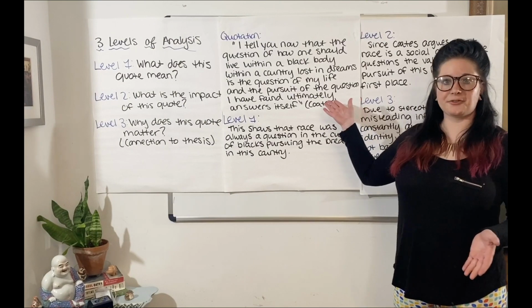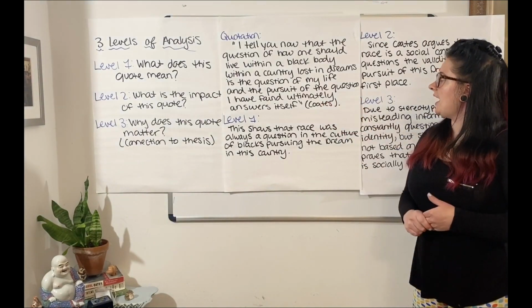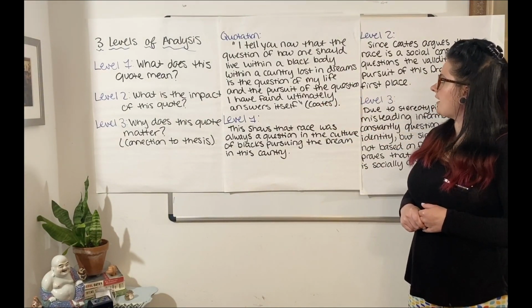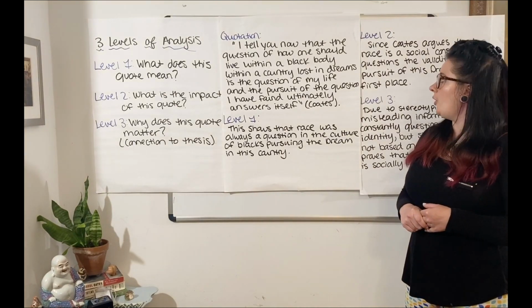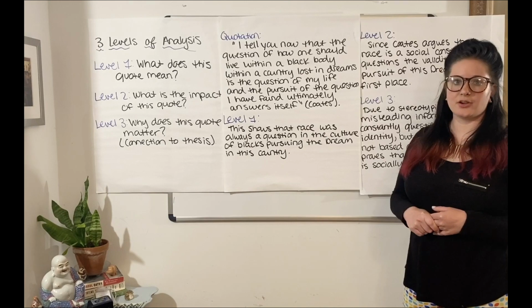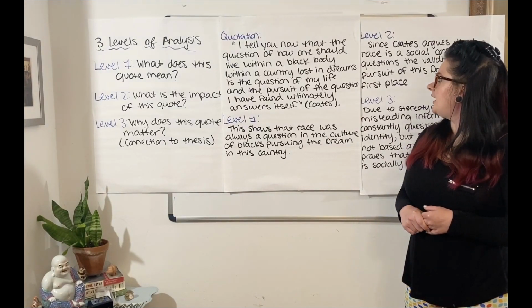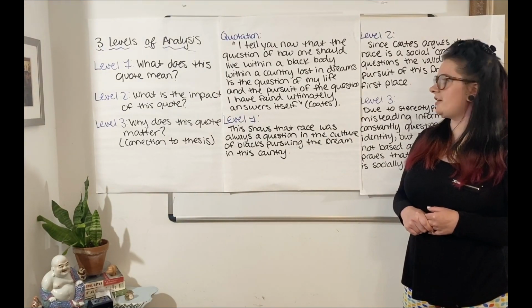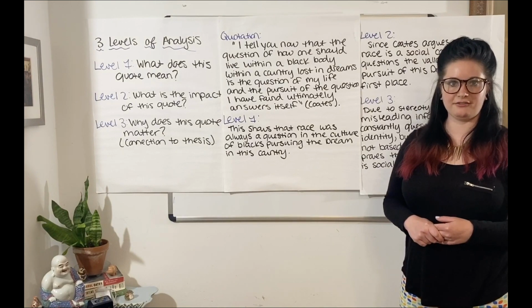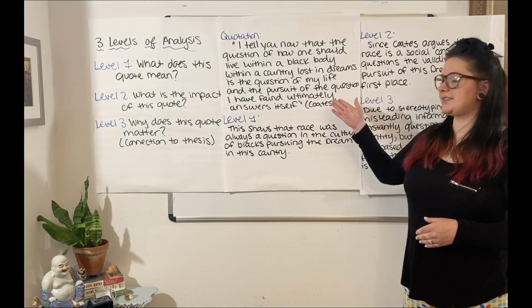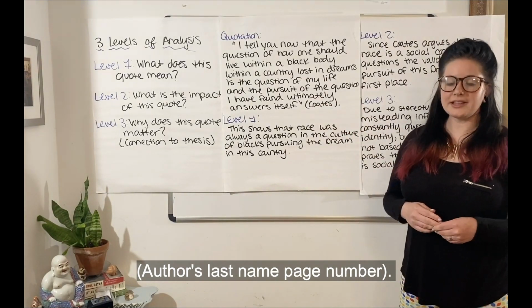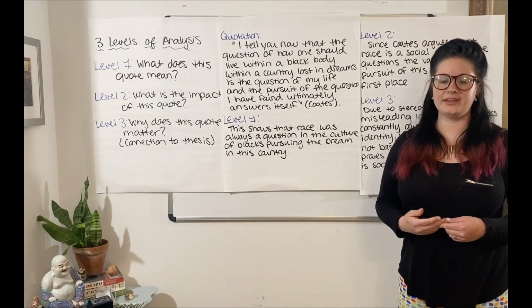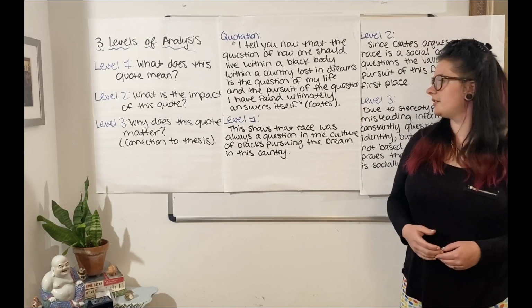So the quotation is from Between the World and Me, and it says, "I tell you now that the question of how one should live within a Black body, within a country lost in dreams, is the question of my life. And the pursuit of the question, I have found, ultimately answers itself." So this quote should be cited with the author's last name, Coates, and the page number. So let's look at the level 1, 2, and 3 analysis of this quotation.